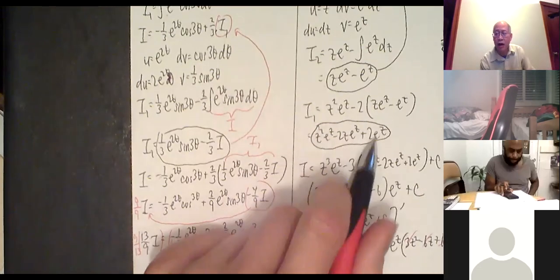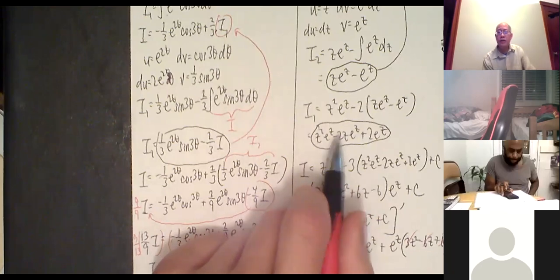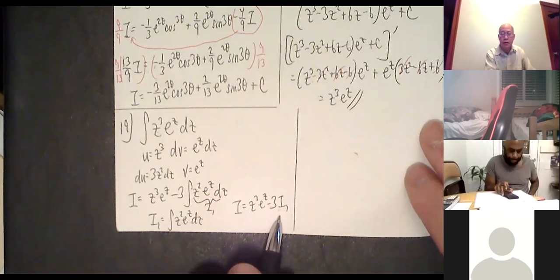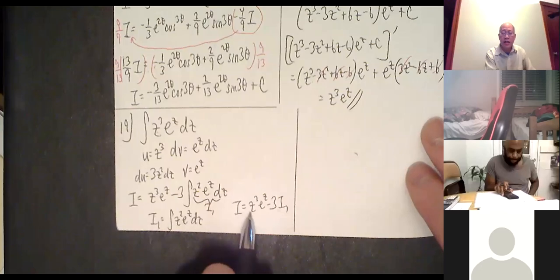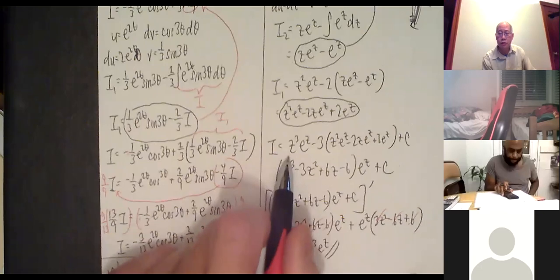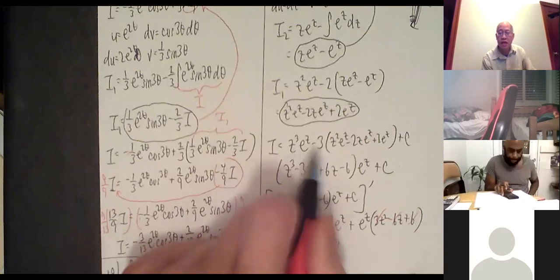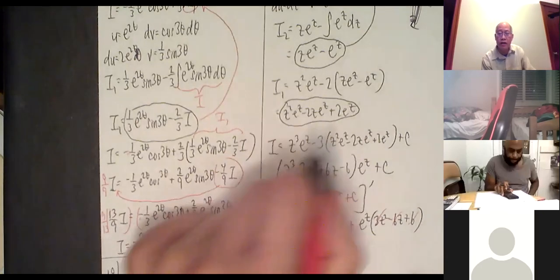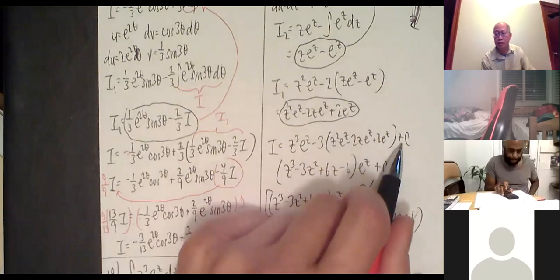Anyway, that is now I1. So I1 calls all the way back to here. So I finally have I. So I is z cubed e to the z minus 3I1. So there we go. Z cubed e to the z minus 3I1. Here's I1, and then plus z.